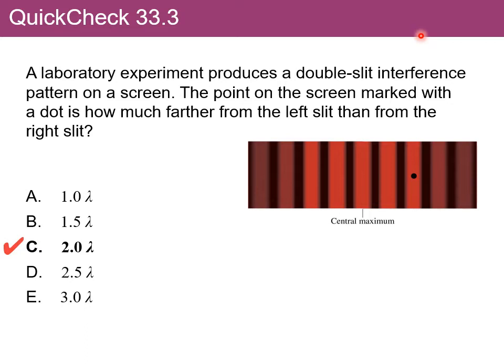Since the dot is to the right of the central maximum, it stands to reason that the nearer slit 1 is on the right and the further slit 2 is on the left. Does this make sense?